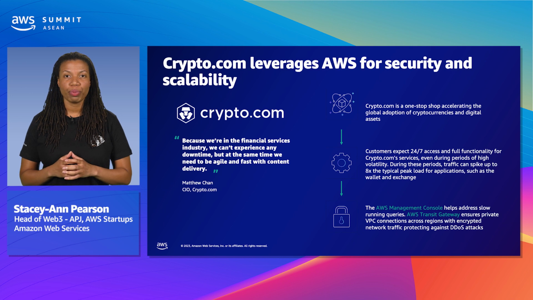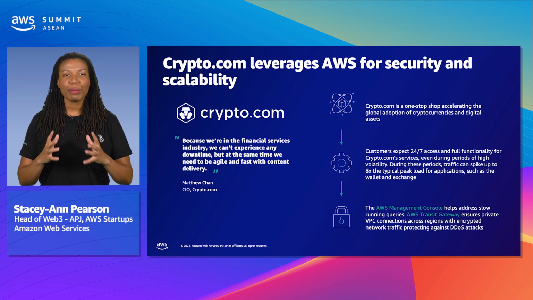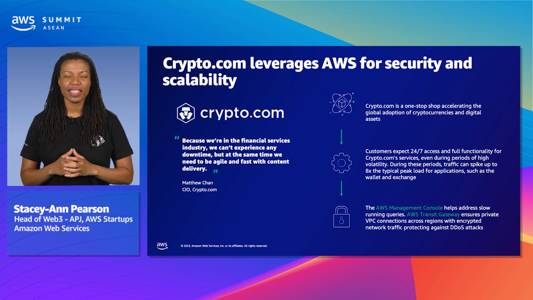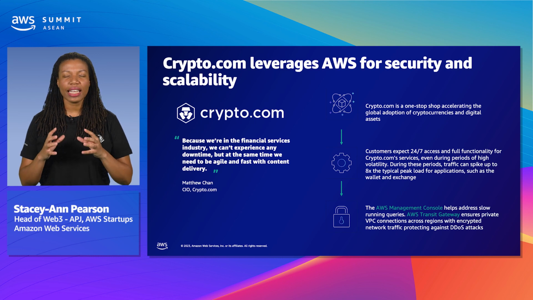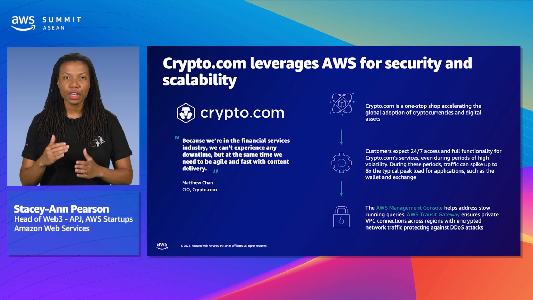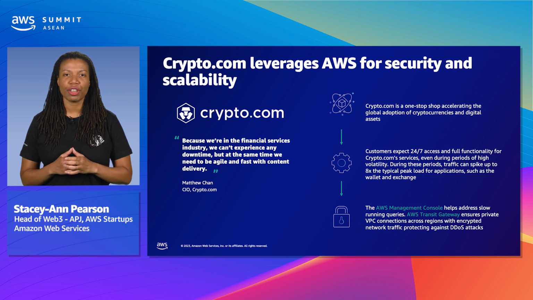In this next example, we look at how Crypto.com leverages AWS for security and scalability. Crypto.com is a one-stop shop accelerating the global adoption of cryptocurrencies. Its digital services include a wallet application, debit card transactions, exchange, DeFi, and lending instruments. Due to the size and influence of Crypto.com, customers expect 24/7 continual access and full functionality of its services, even during high periods of market volatility.